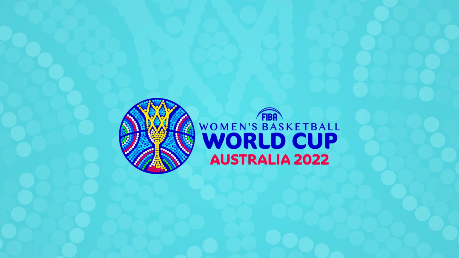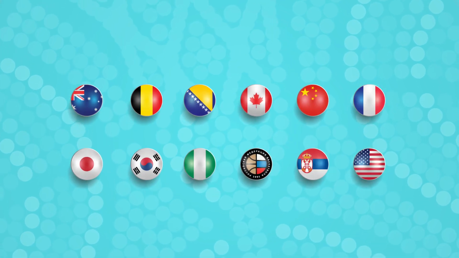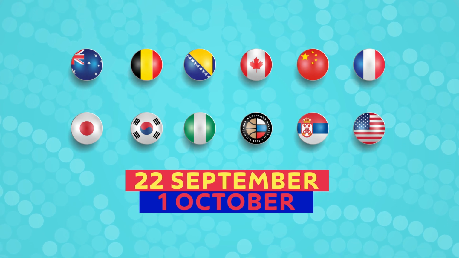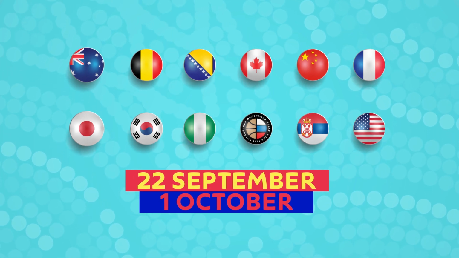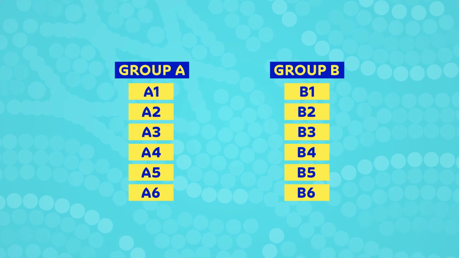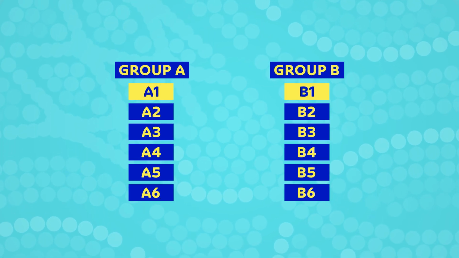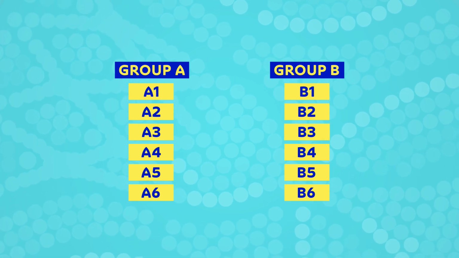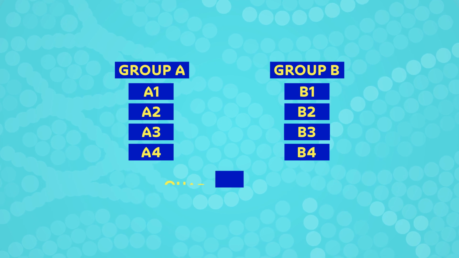12 teams will play in the FIBA's Women's Basketball World Cup 2022, scheduled from the 22nd of September to the 1st of October in Sydney, Australia. The 12 teams will be divided in 2 groups of 6, with each team playing the other 5 teams in the group. At the end of the group phase, the top 4 teams will advance to the quarterfinals.